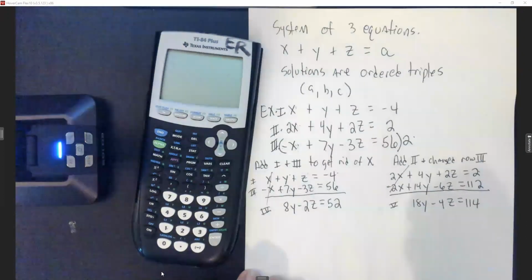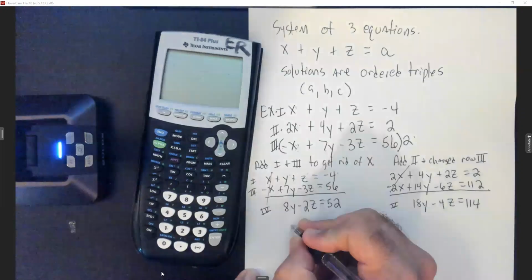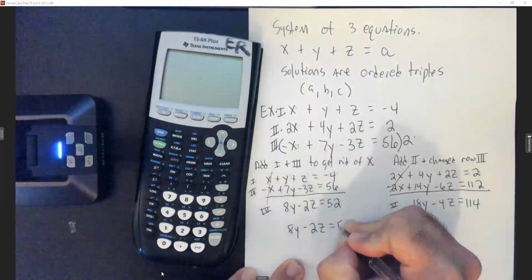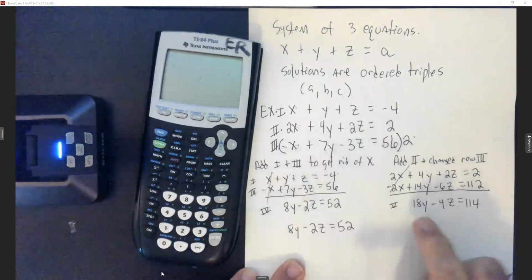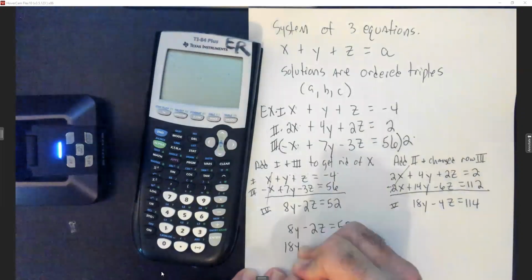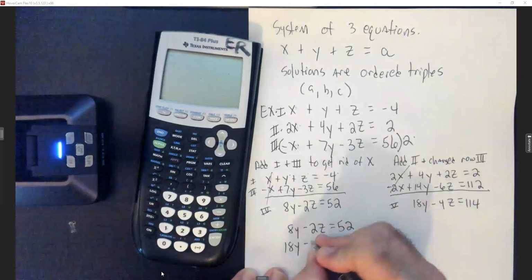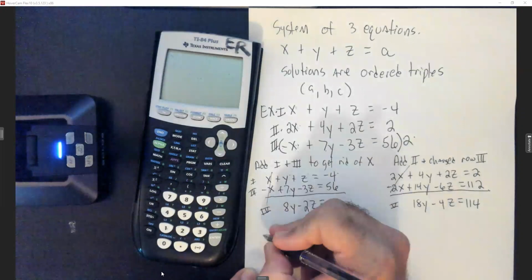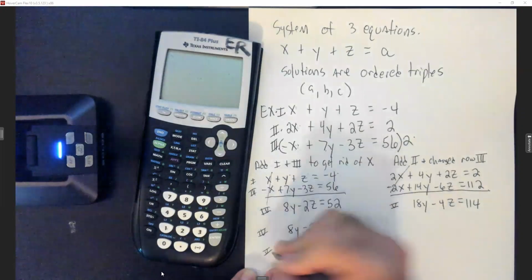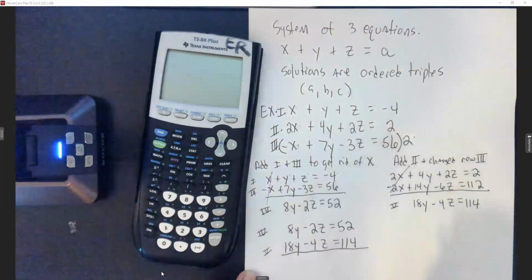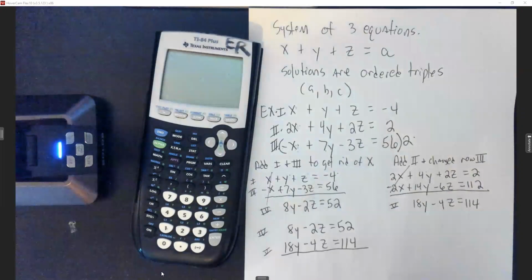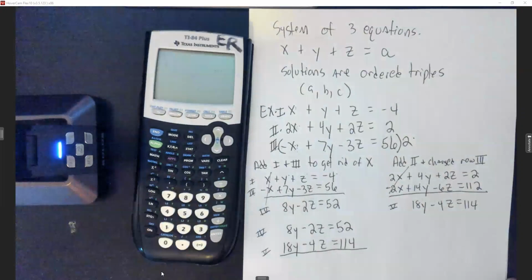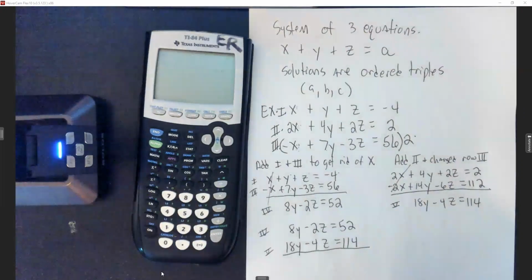But y'all watch what I'm going to do. 8y minus 2z equals 52. And then this one was 18y minus 4z equals 114. That was your row 4 and 5. They make up a new system of equations, which is a 2 by 2 now. So now what you've got to do is figure out which one of these variables you want to cancel.